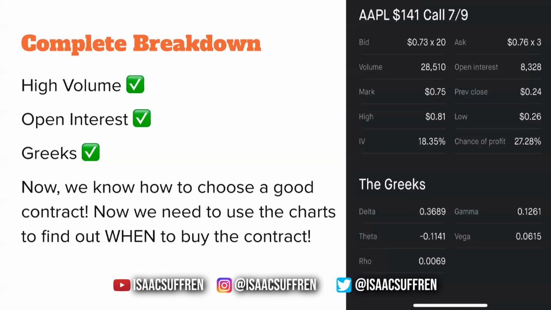Like I said, don't get too caught up with other companies. For some companies, a 2,000 volume on a contract, or 1,000 open interest, or maybe 900, may be high for that stock, for that company, for that contract.